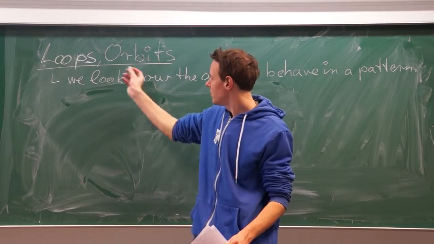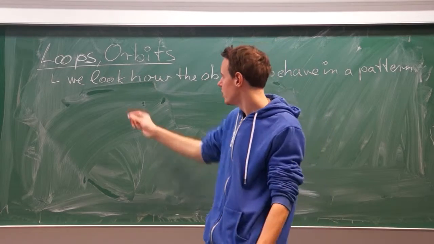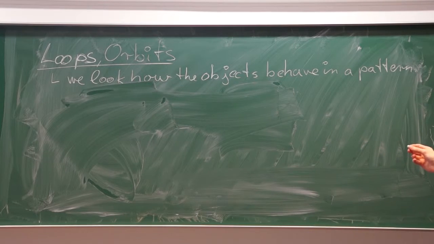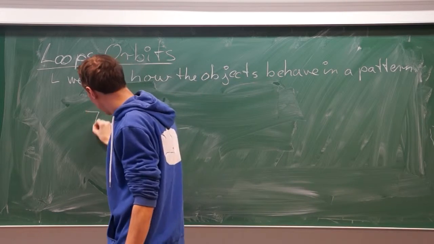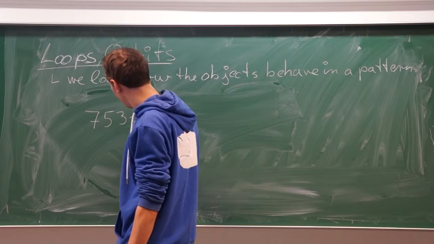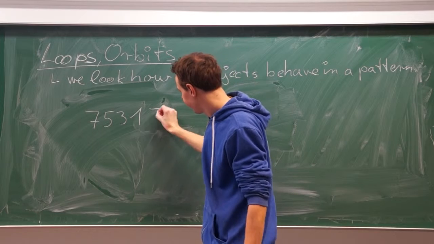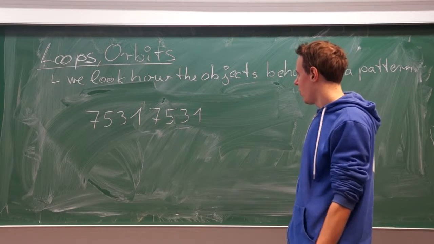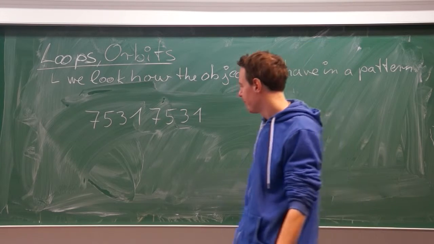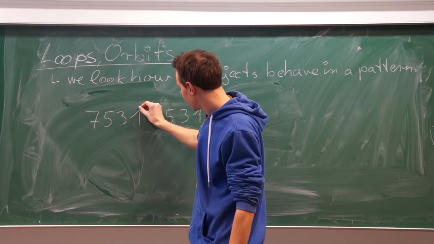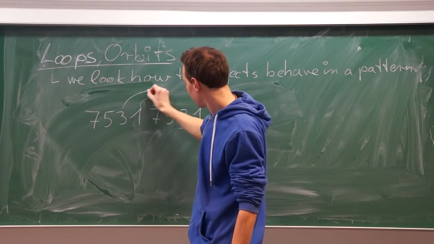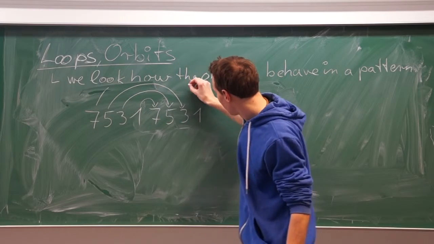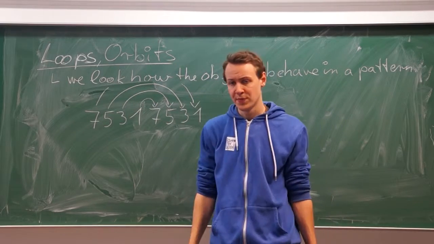Now we come to the chapter on loops and orbits, where we look at how the objects behave in a pattern. For instance, we have the pattern 7, 5, 3, 1. Since it is repeated all the time, we can write it again after itself. Now we want to know what the objects are doing, and we see that the 3 is coming from here to here, the 5 is coming from here to here, the 7 is doing a really high throw here, and it ends up being the 1.